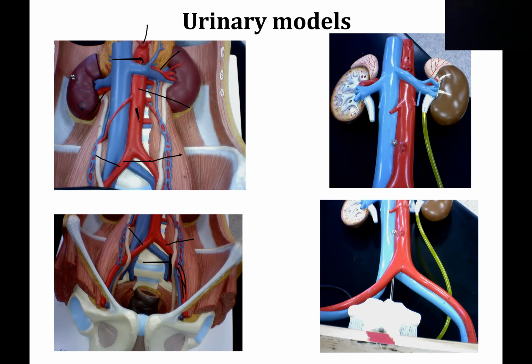Another model, again, abdominal aorta, celiac trunk, superior mesenteric artery, renal artery. It's kind of buried, but renal artery, inferior mesenteric artery, common iliac artery, common iliac artery. So those are two of our urinary models, but we can use them for blood vessels.